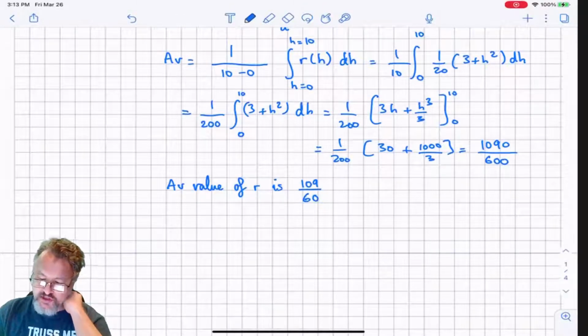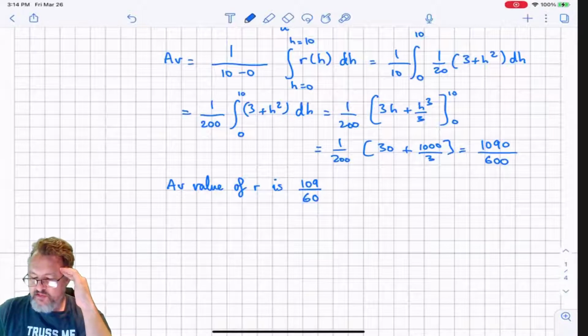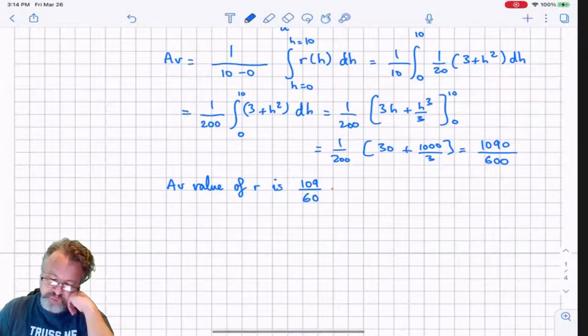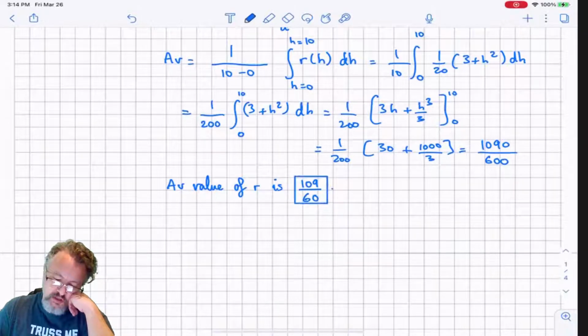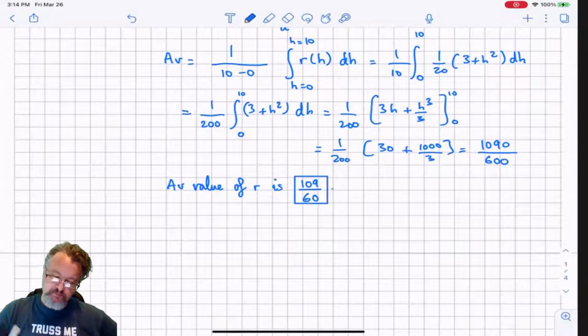Let's just double check the work right here. The integral of 3 is 3h, the integral of h squared is h cubed over 3. So 3 times 10, 30. 30 times 3 is 90, 1090 over 600. Okay. It looks correct. So we're going to leave it at this. Okay, that's for part A.